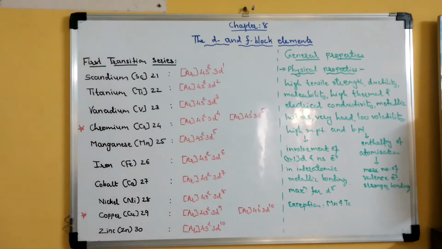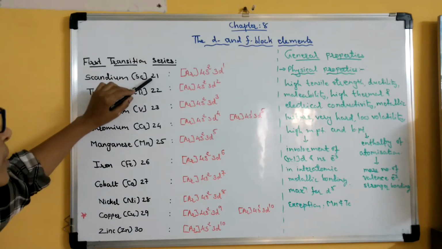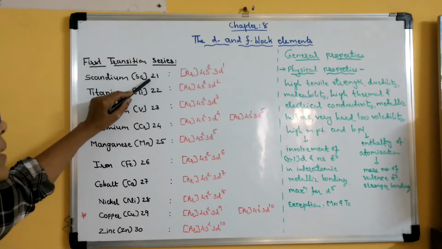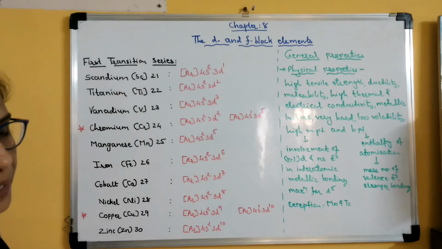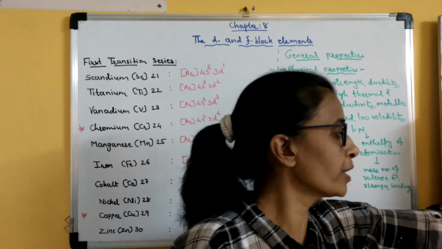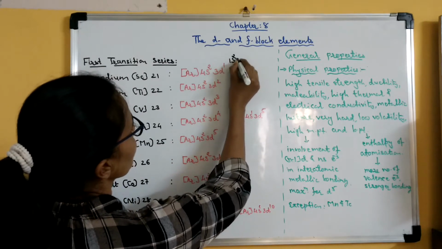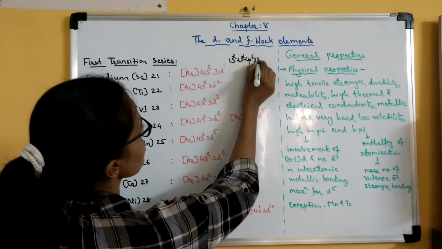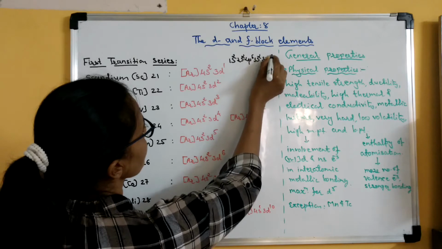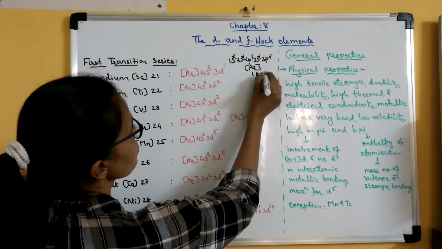First transition series, in that the first element is scandium. Scandium symbol is Sc, atomic number is 21, and the configuration is argon 4s2 3d1. Here argon 4s2 3d1 means argon, we know that it is 1s2, then 2s2, 2p6, 3s2, 3p6. This is argon. So 18 electrons of argon.